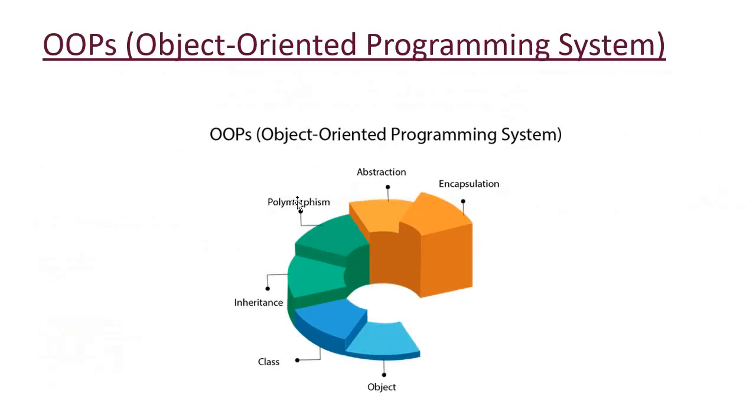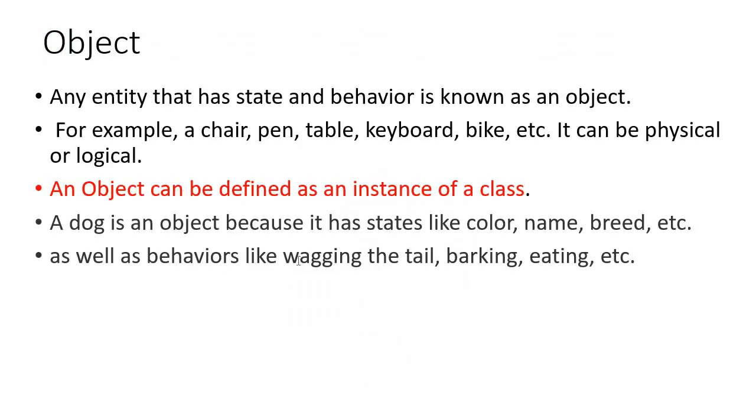Next we are going to see the OOPS concept paradigm. The concepts start from the object, then classes, inheritance, polymorphism, then abstraction, and at last we finish with encapsulation. First of all, we are going to see the object.